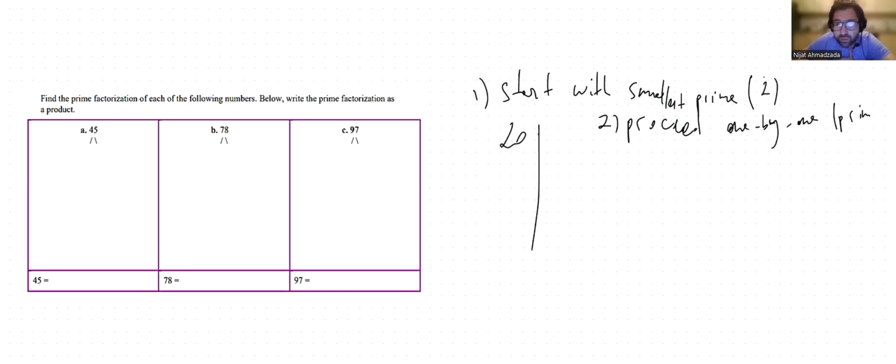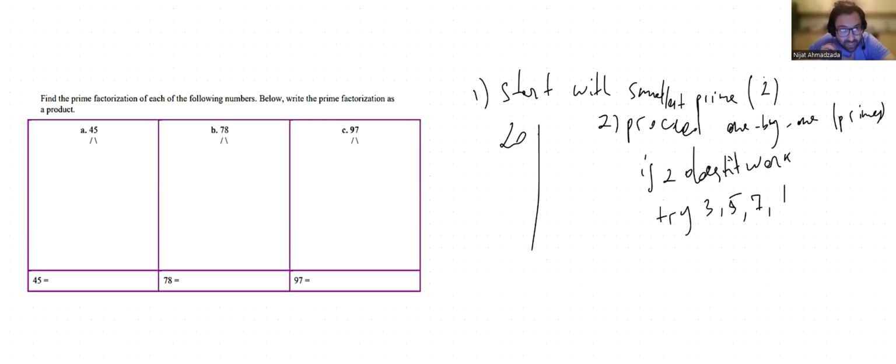So that means if 2 doesn't work, then we have to do the next prime. Try 3. If that doesn't work, try 5. If that doesn't work, 7. Then 11, not 9, because 9 is not prime. Blah, blah, blah. Go with the primes.